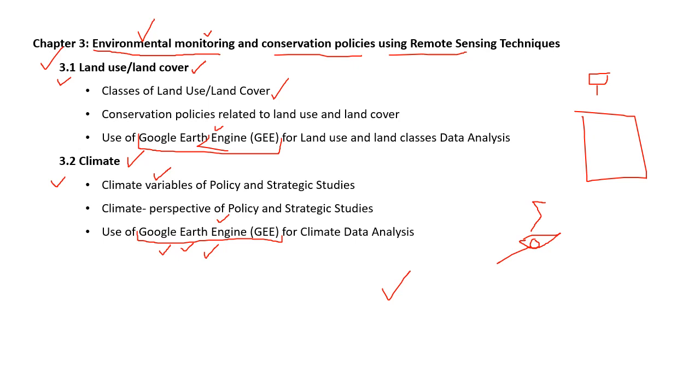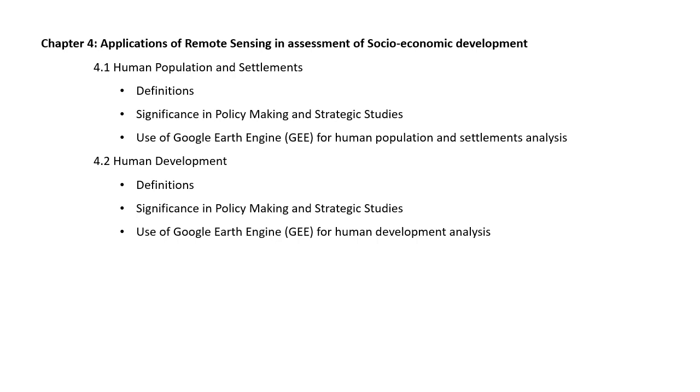Okay, then this is chapter 3, and we will move to chapter 4. In chapter 3, we were talking about the natural environment. And here we will talk about something related to socioeconomic development. For that purpose, we will talk about human population and settlements.